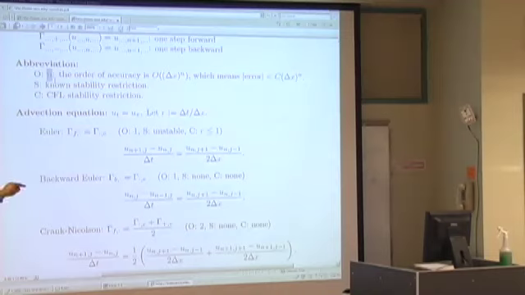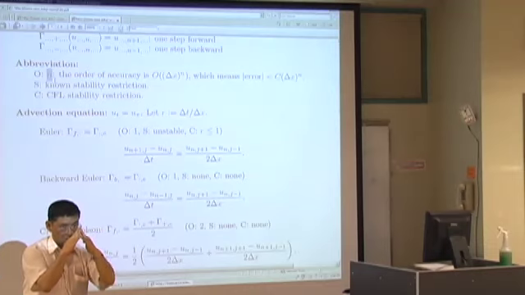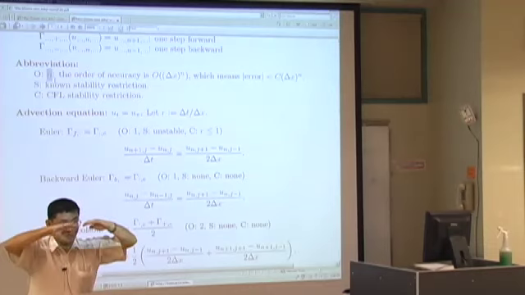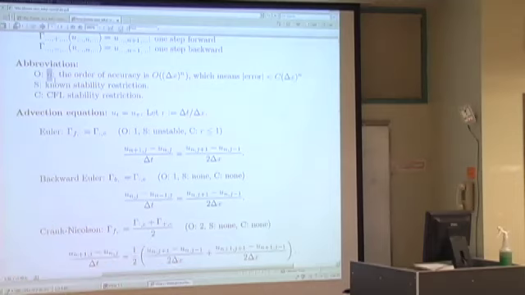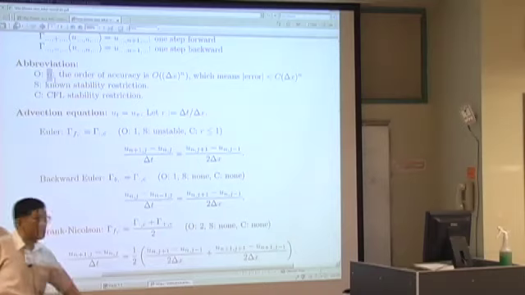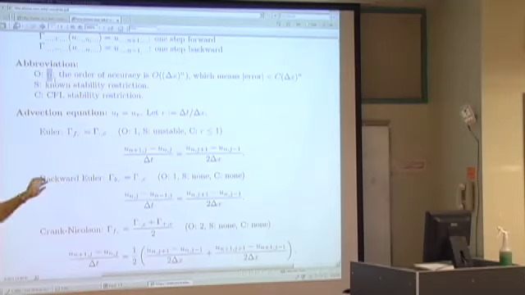And CFL stability restriction is the theoretical one. The domain of dependence should be included in the domain of numerical dependence. That kind of thing is developed. But unfortunately, CFL stability restriction is not a sufficient condition. It's a necessary condition. In other words, if we somehow find something satisfying the CFL condition, it doesn't guarantee the stability. It only is required to be stable, but it's not the condition that is guaranteeing the stability.